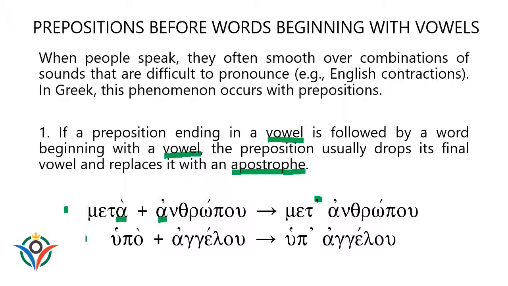The next example is hupo plus angelou equals hup' angelou. So here we have a preposition ending in a vowel and the noun beginning with a vowel, so the rule applies. The omicron of the preposition drops out and is replaced by the apostrophe.